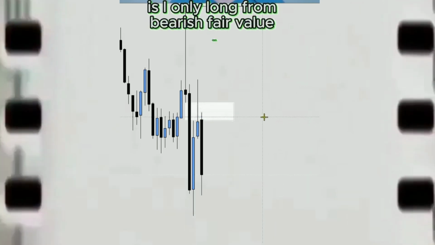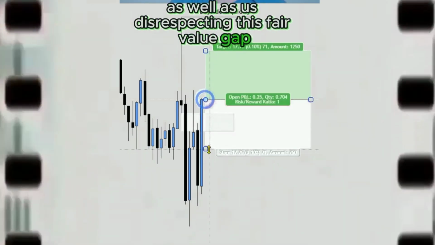Now, most ICT traders will only be looking to short from bearish fair value gaps, and what I actually do is I only long from bearish fair value gaps. And the way I do that is I wait for the fair value gaps to be inversed and disrespected. So if we play the price action, as you can see, we have now disrespected this fair value gap. We have our buy side liquidity target up here. As well as us disrespecting this fair value gap, we have also swept sell side liquidity.